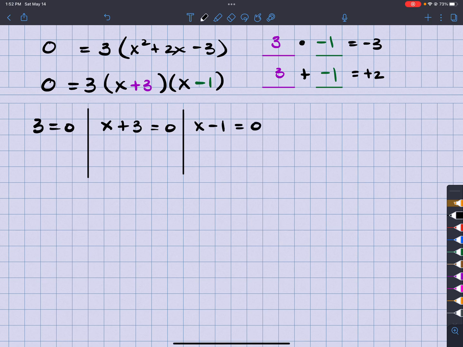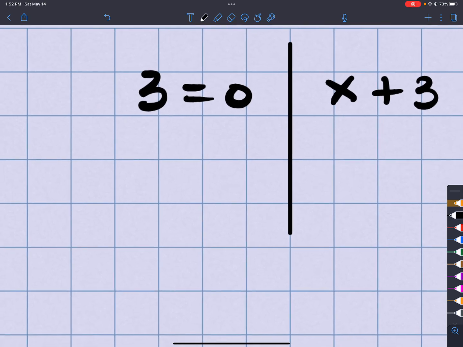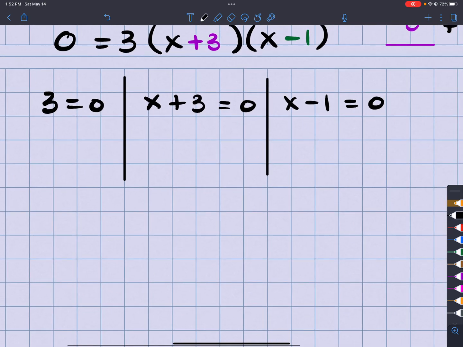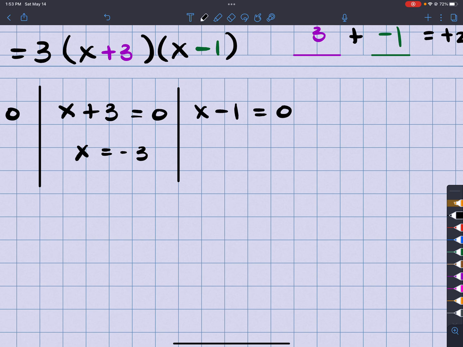All right? So the first one you try to stop me on, you're right. 3 is never equal to 0, so that doesn't even make sense, so we just go ahead and ignore it. Get rid of it. Okay? That doesn't even work. So here on the second one, I'll solve for x, and I'll get x is equal to -3. And the last one here, x is going to equal to 1 if I get x by itself.